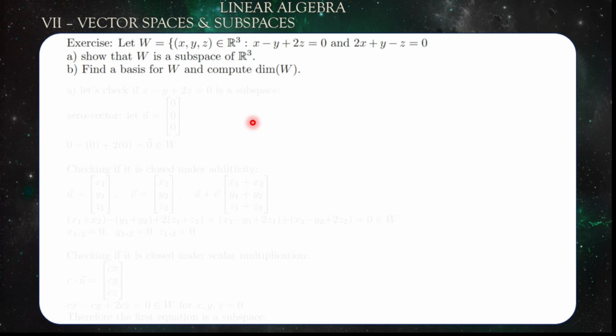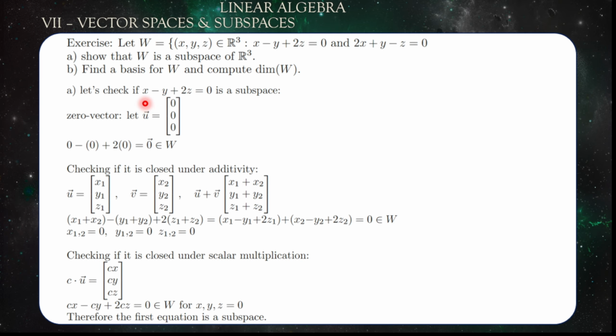All right, now let's check if x minus y plus 2z is equal to 0 is a subspace. First we need to verify if the zero vector exists within W. So let u be equal to 0, 0, 0. You replace x, y, and z within this equation by 0, 0, and 0. So it becomes 0 minus 0, which is the y, plus 2 times 0 is equal to 0. The zero vector exists within W. So the first condition has been satisfied.